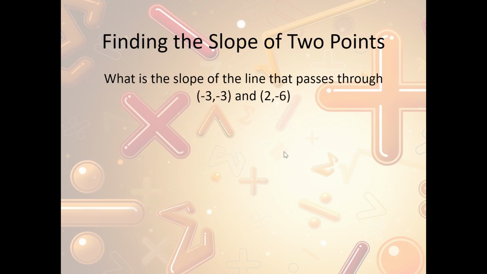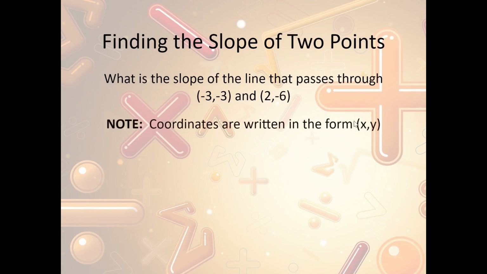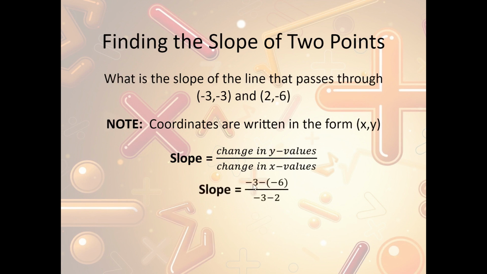Let's look at another example. So what is the slope of the line that passes through negative 3, 2 and negative 6? Again, coordinates are written as x and y. So this is my x, this is my y, this is my x, this is my y. And slope is change in y over change in x. So I'm going to calculate that by subtracting my y values first. So negative 3 minus negative 6. And then I'm going to subtract my x values, which is negative 3 minus 2. So I get negative 3 minus negative 6 and negative 3 minus 2.